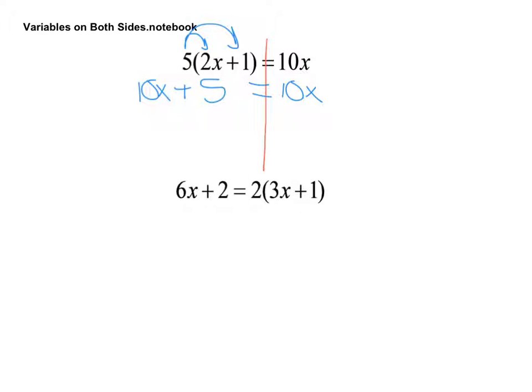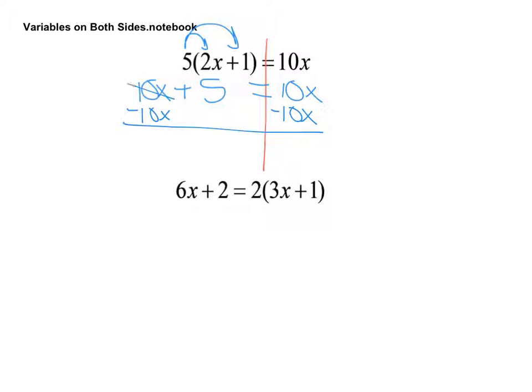Is there anything to combine on the left? Nope, not like terms. Anything to combine on the right? Nope, it's all over there by itself. So I'm going to move the smallest variable. Well, 10x and 10x are the same thing, right? But I still got to move one. So how do I move a positive 10x? I subtract it. I'm going to subtract 10x from both sides.